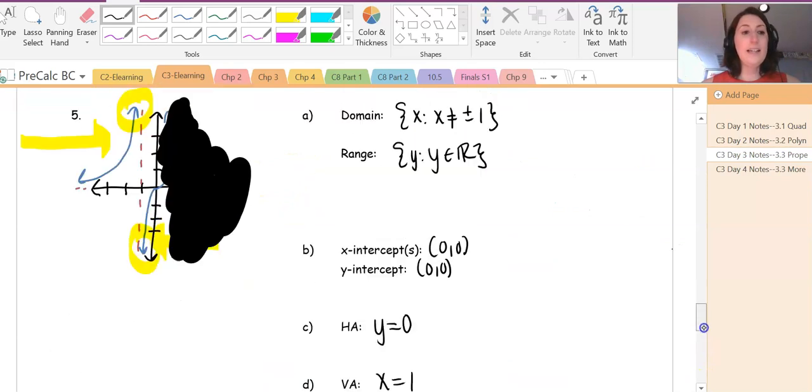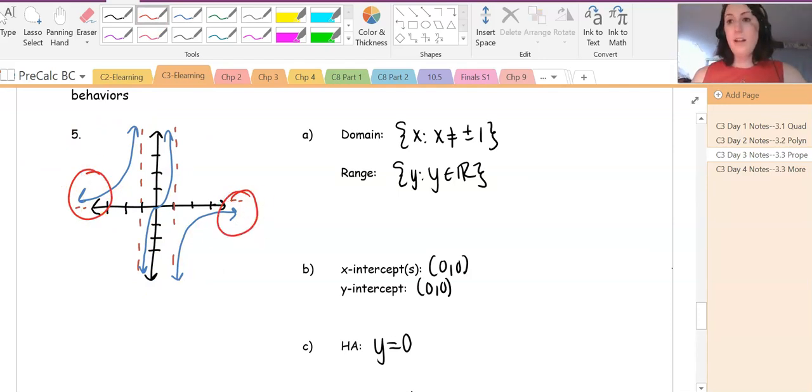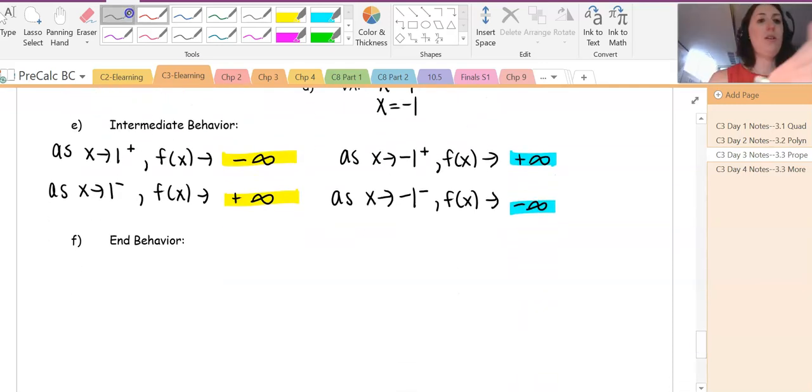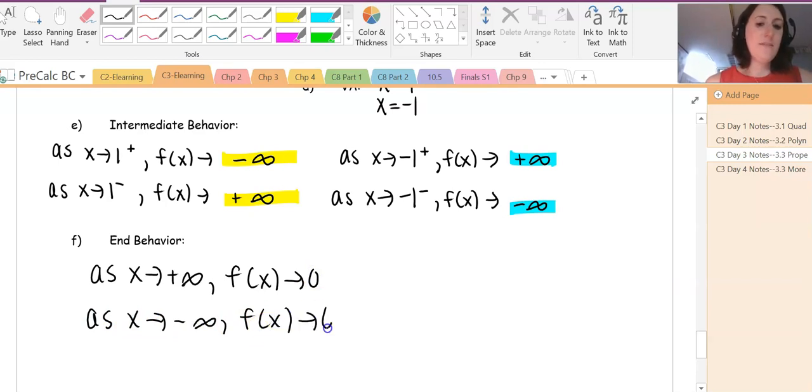And finally, end behavior. End behavior, you don't care about your vertical asymptotes. You're specifically looking at what's happening at the very ends of our graph. And we can see that we're approaching our horizontal asymptote, which is y equals 0. So we'll just say as x approaches +infinity, f of x approaches 0. And as x approaches -infinity, f of x approaches 0.